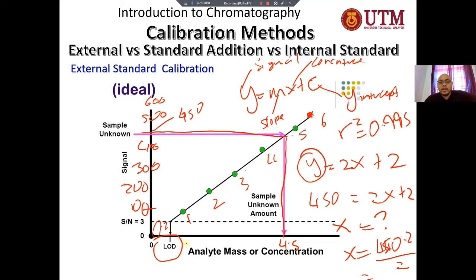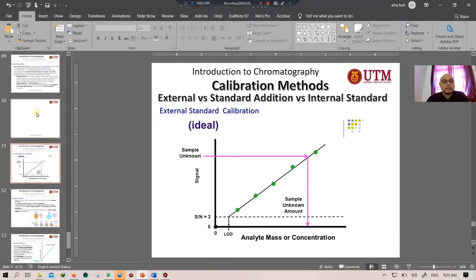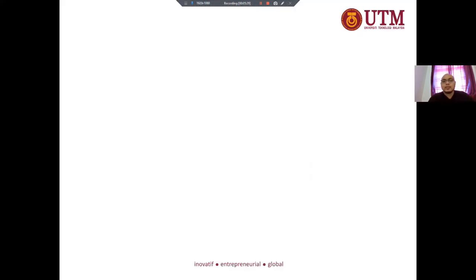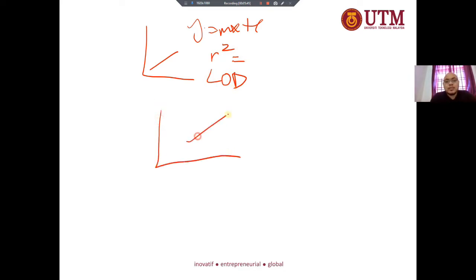LOD can be determined in two ways. Better if I draw again. When you're doing the calibration curve, you will get y equal to mx plus c, and you will also get the R squared value. Then you will be able to determine the LOD. As I mentioned before, the LOD must be lower than the calibration curve range. The LOD can be obtained in two ways: either you can use the formula inside Excel, or you can do the injection manually.